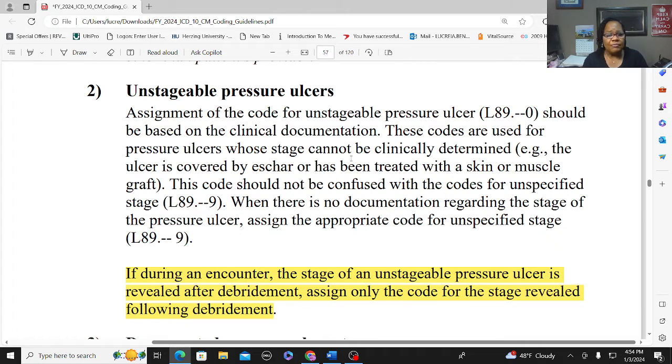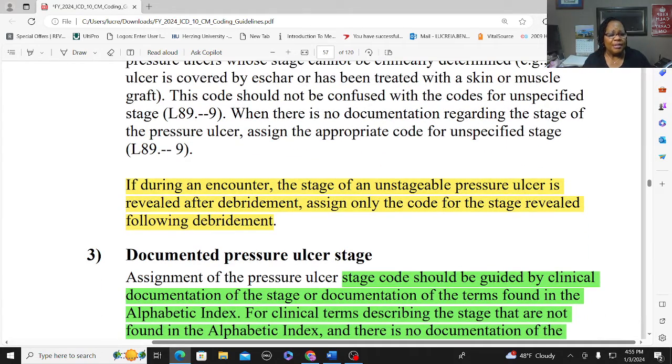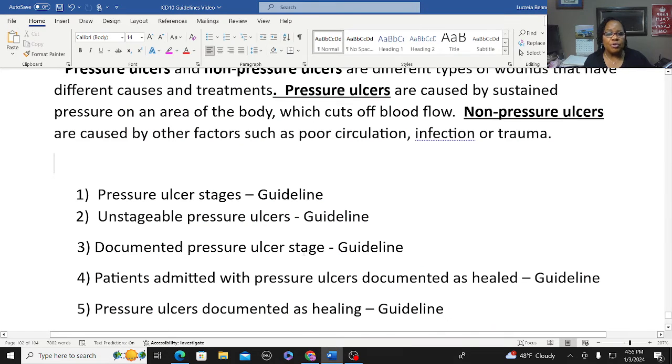This code should not be confused with the codes for unspecified stage, which is L89 and it ends in a 9. And when there is no documentation regarding the stage of the pressure ulcer, then assign the appropriate code for unspecified stage, L89 ending in 9. Now, if during an encounter, the stage of an unstageable pressure ulcer is revealed after the debridement, after they do the procedure to scrape away all of that slough and eschar, then assign only the code for the stage revealed following the debridement.